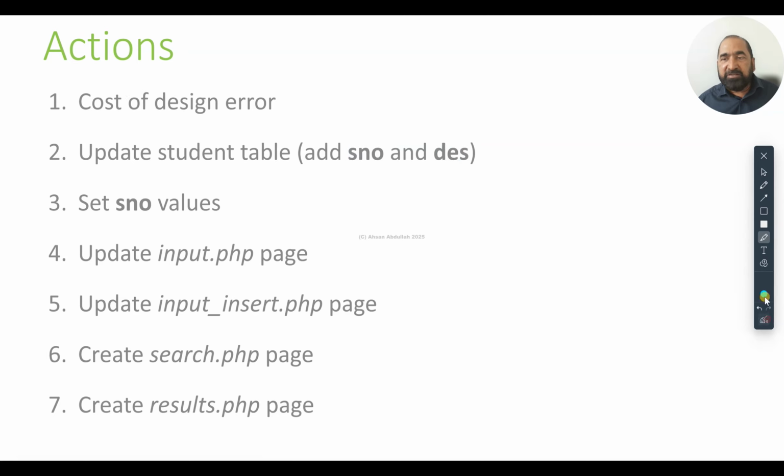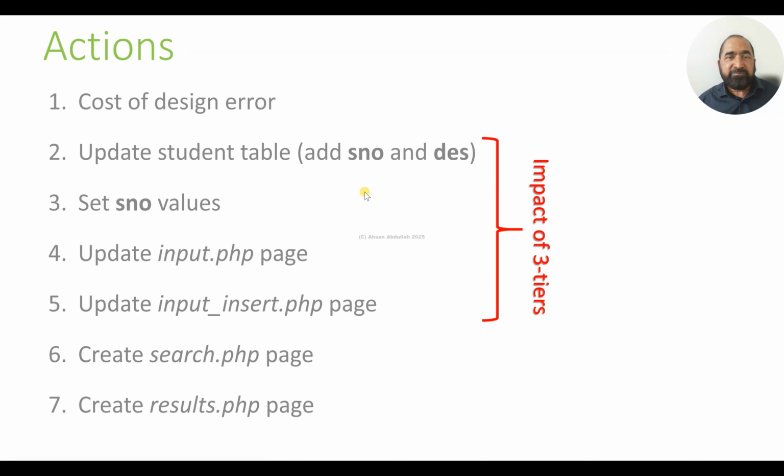And let me clear this. And we need to update the input_insert.php page also. And why are we doing all of this? Because this is a three-tier application. So the design error was at the database layer. That design error reflects in the business layer, and the effect is reflected in the client layer also, the client tier also. So there is an impact on three tiers, right?